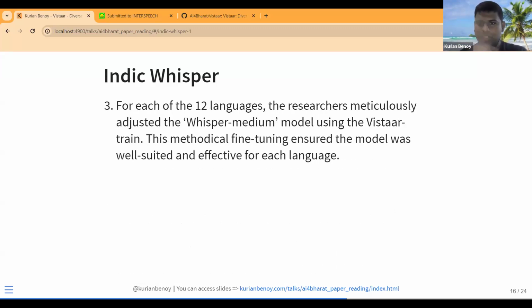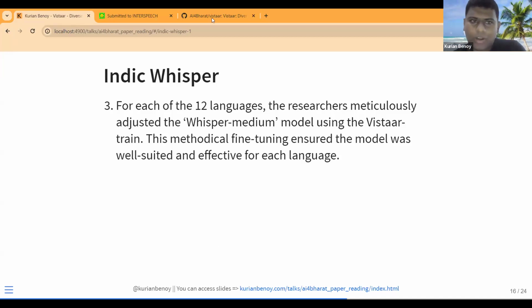And what the researchers did is, it is not necessarily a multilingual model. In Indic Whisper, for each language they trained with Whisper medium. Why they chose medium is also a very good question. I think they haven't answered that in the paper. But obviously, they might have gone with what they could do, because resource constraints will be there in the work.